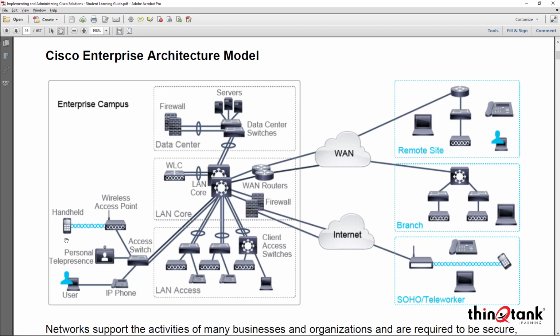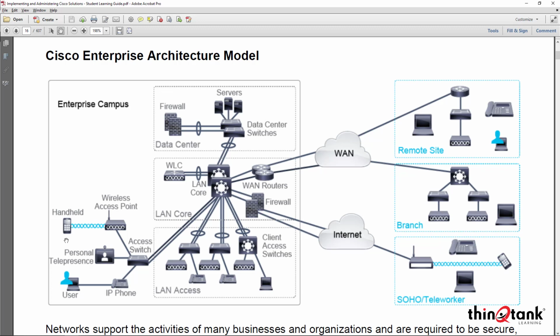I know it shows here the LAN core connected to the WAN, but you might even break up those functions. You might say, okay, let's have an enterprise edge module, and that enterprise edge module is going to connect our service provider managed VPN as well as our self-managed VPN. So this concept of modular design allows us to compartmentalize the function of the network.